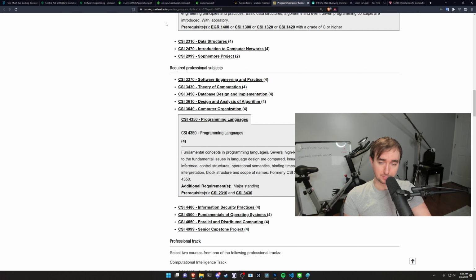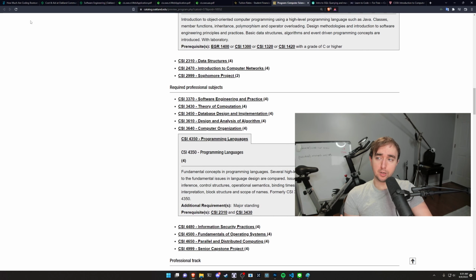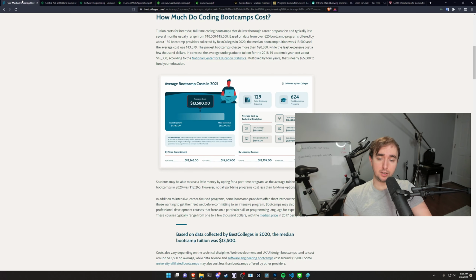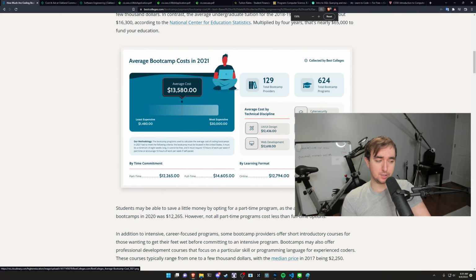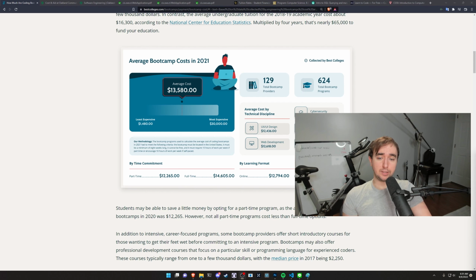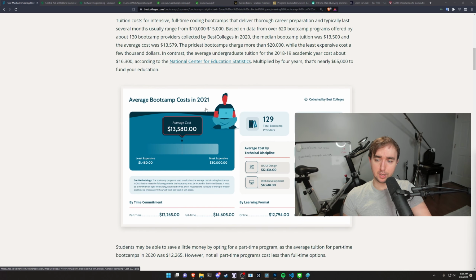That said, I think we should probably talk about the elephant in the room. Why do people prefer coding bootcamps? Well, it's because overall the average cost for a coding bootcamp is a little bit less than it is for a four-year degree. So as you can see here, the median cost or the average cost, however they're stating this, is a $13,580 price tag. So this is just one source. I don't know how accurate this is, but this seems to be around the general ballpark of what I've seen. But a $13,000 price tag for 16 weeks is quite a bit. It's almost $1,000 a week.